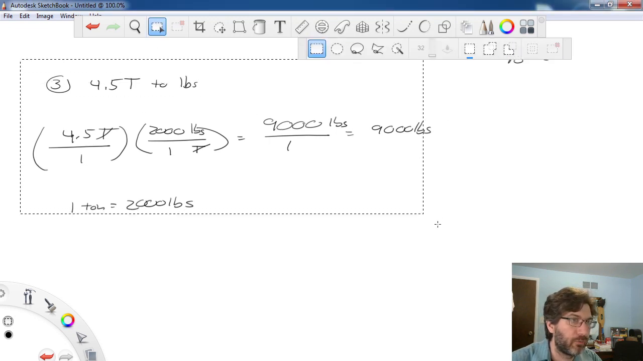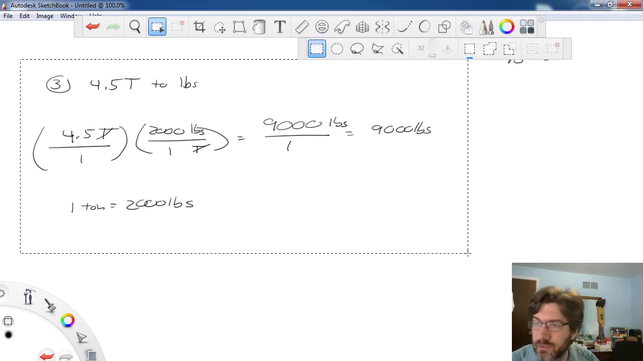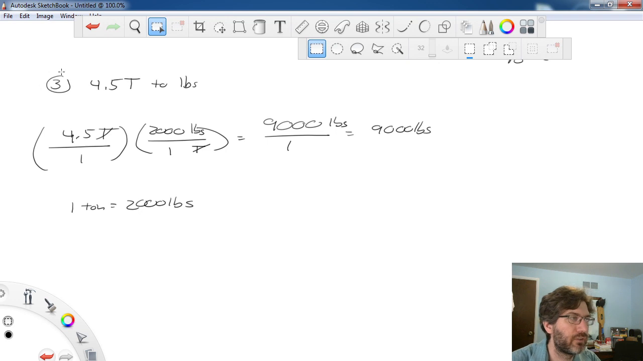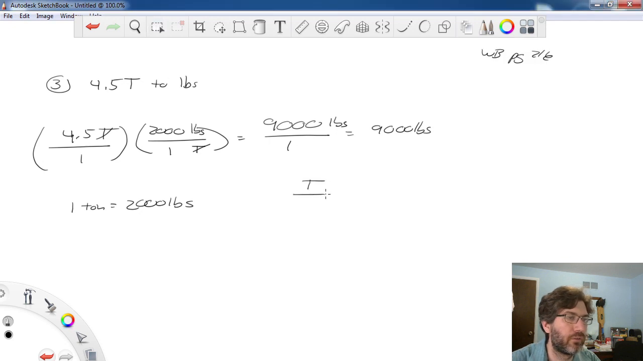Alright, give them a shot if you got questions. Why do the ounces cancel? Not in this one. Tons are canceling. The tons here will cancel because we're dividing them, right? Tons divided by tons equals 1, and when you multiply by 1, you don't change the value of things.